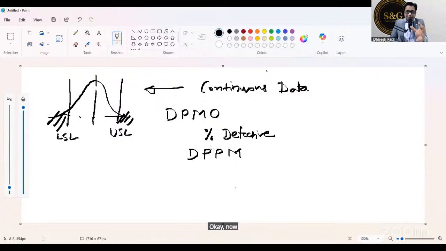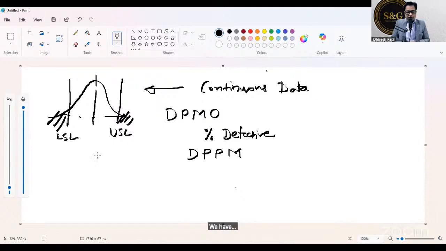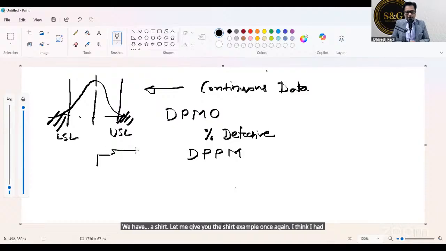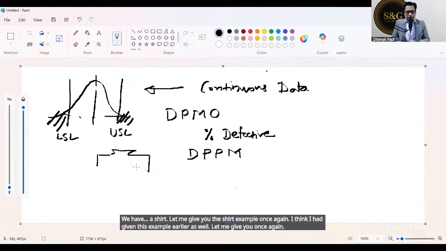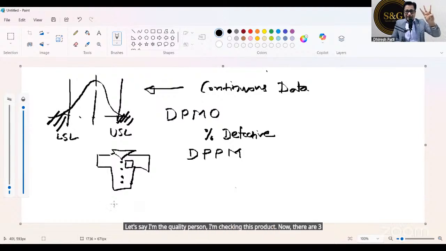Now, when we are checking the defective products, let's say imagine we have a shirt. Let me give you the shirt example once again. I think I had given this example earlier as well. Let's say I am making this kind of a shirt, and this is my shirt product. Let's say I'm the quality person checking this product. Now there are three major defects which can come.